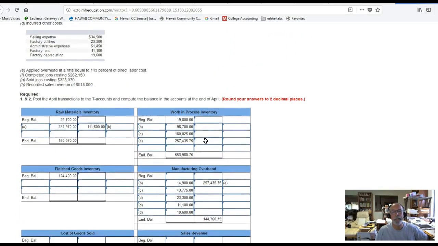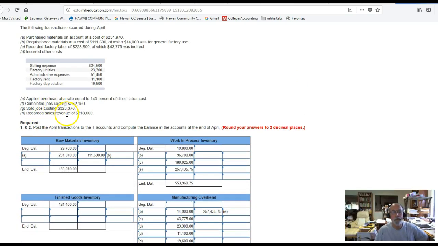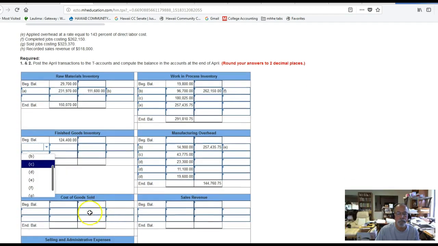Okay, let's see, where are we? Okay, now we completed jobs costing 262.5. So our job costing mix, direct materials, direct labor, and overhead is accounted for in our work in process inventory account. So when we complete a job or jobs, we take the total of those jobs completed and move it out of the work in process inventory account. So in this case, that total is 262,150. And so we take it out of an inventory account with a credit. And since it's no longer in process but finished, we move it into the finished goods inventory account with a debit.